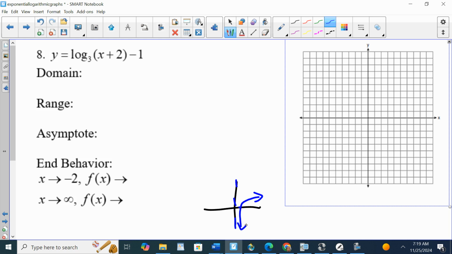So what will affect the asymptote is a horizontal shift. This has a plus 2 being added to the x, which means the shift will be left 2. So my asymptote is going to be x equals negative 2.